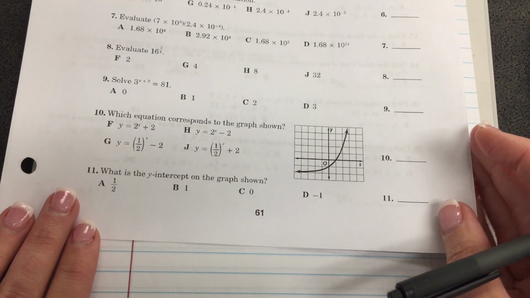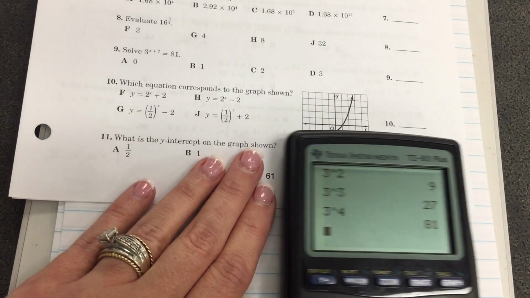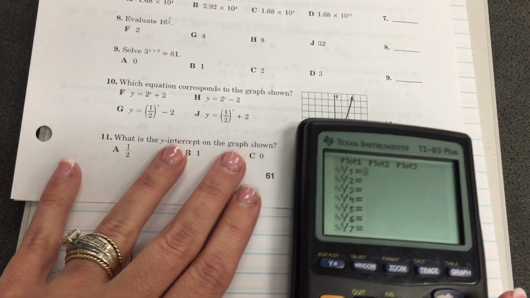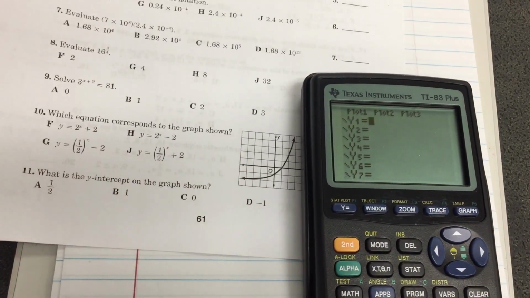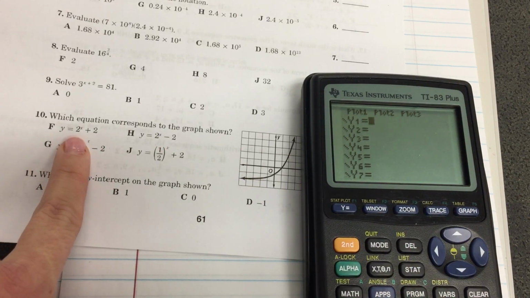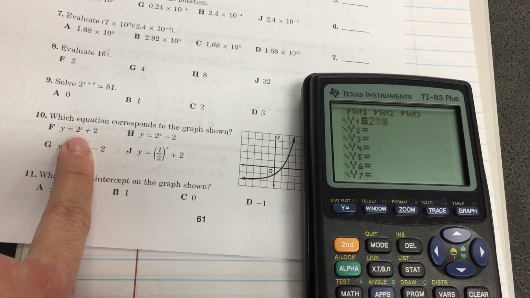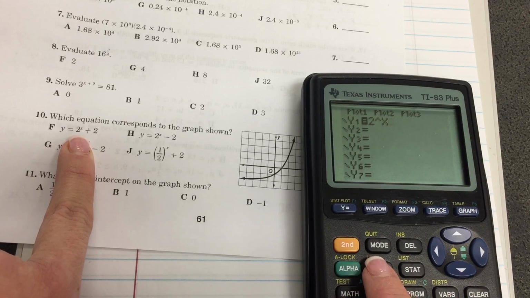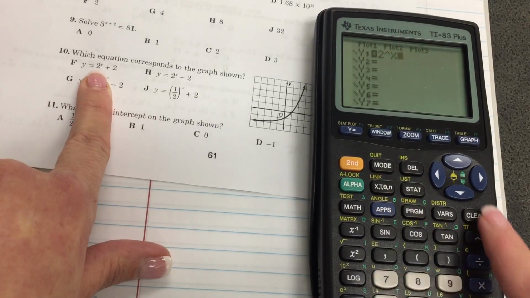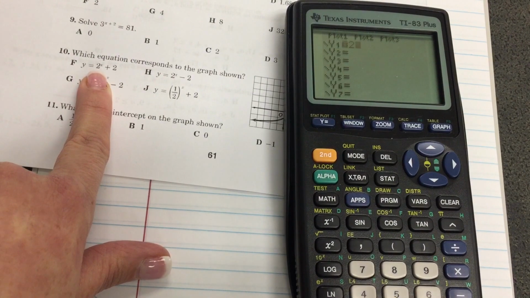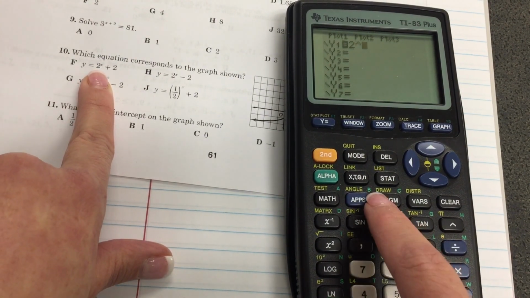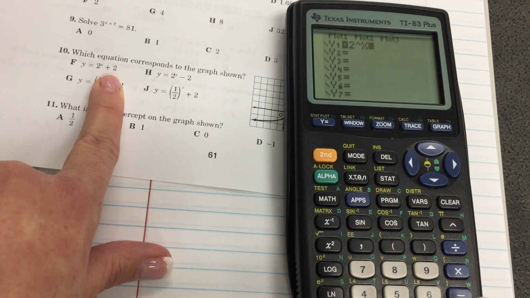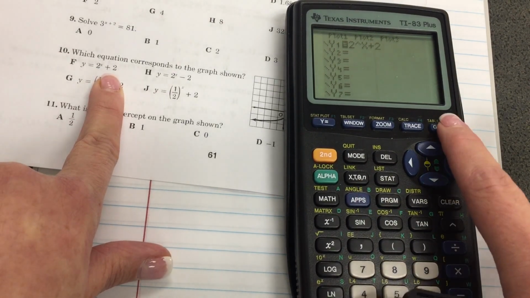Number 10 says, which equation corresponds with the graph? All right. So I did have students earlier today asking me different ways to solve this. And honestly, you're given the tools, use them, okay? You're given a calculator. Let's just input this. So we're going to say 2 to the x power, okay? So here, let me clear that out so you can see what I'm typing. We're going to type a 2. We're going to hit the caret, and then we're going to hit our x, okay? Plus 2. Now all we're going to do is hit graph.